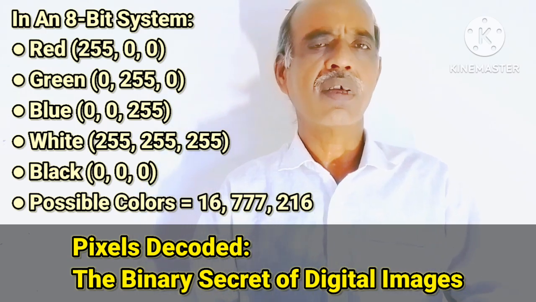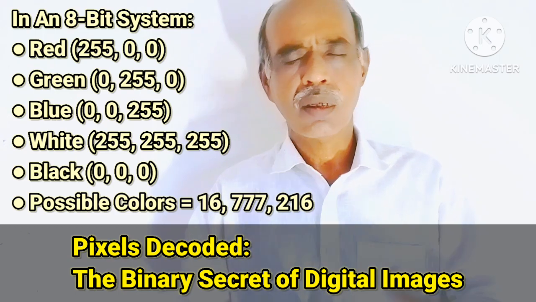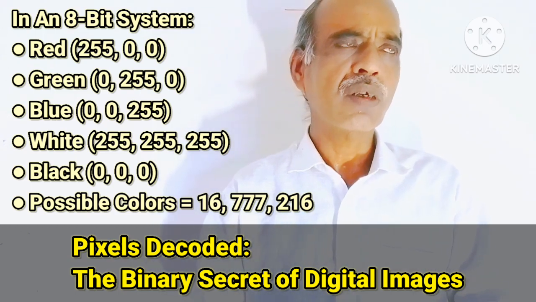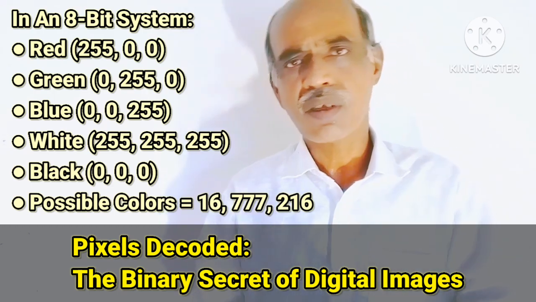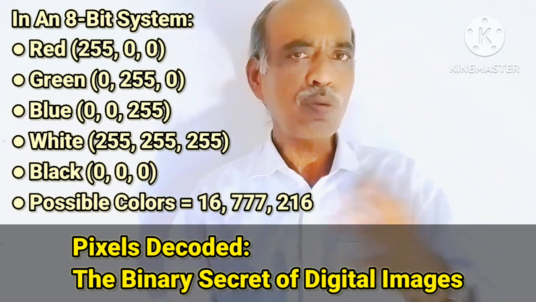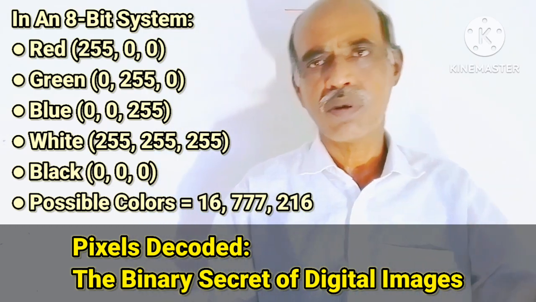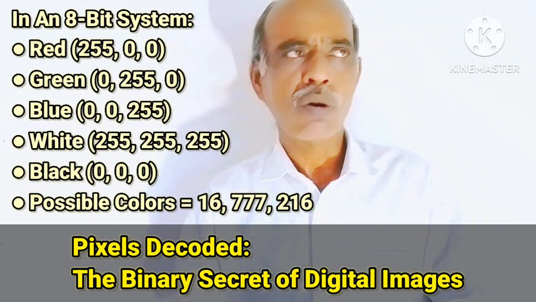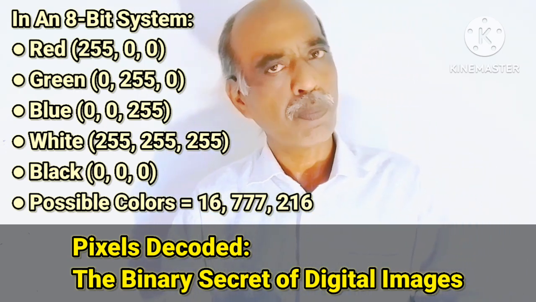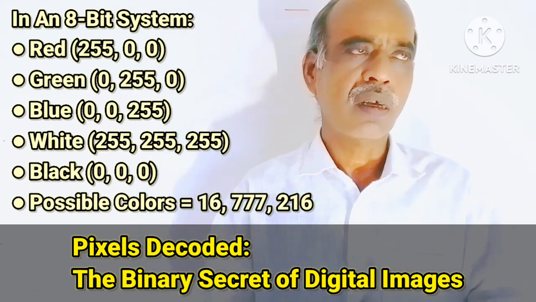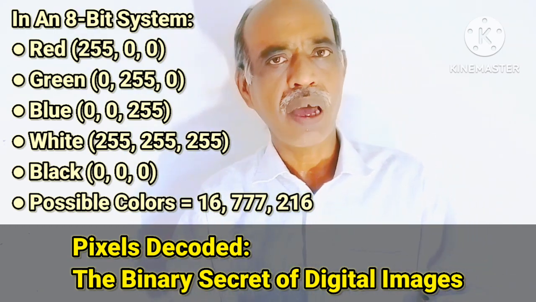Today's topic of discussion is pixels decoded, the binary secrets of digital images. You know that computers understand only one thing, and that is binary, meaning zeros and ones. But you can see images on your smartphone, laptops, computers. So how is that actually possible? The answer lies in pixels, color codes, and some very clever binary math.